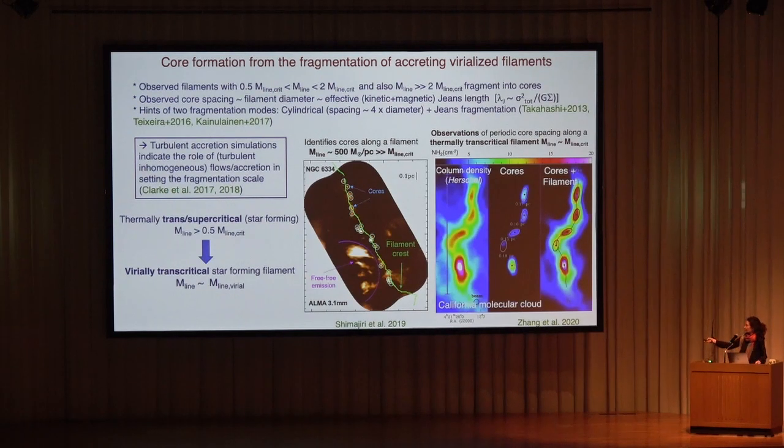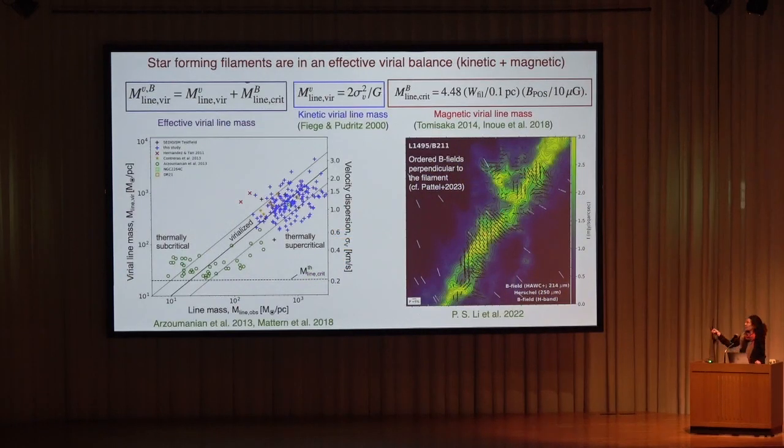And another important result is that the filaments that are star forming have line masses which are close to the virial line mass. And by virial line mass, I mean effective virial line mass, taking into account kinetic, turbulent support and also magnetic support, that are both important in order to support filaments against gravitational collapse.